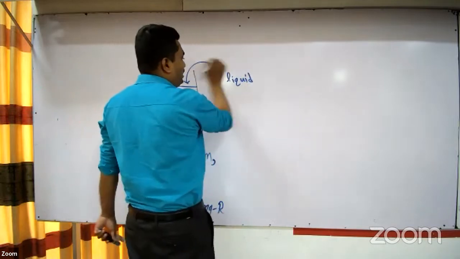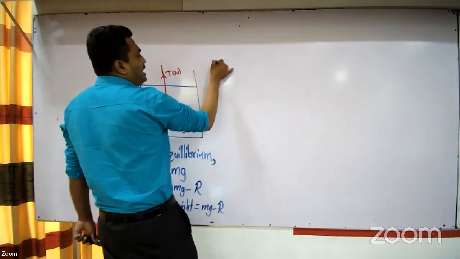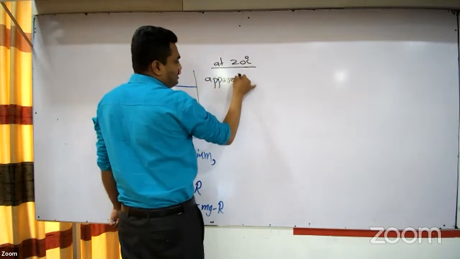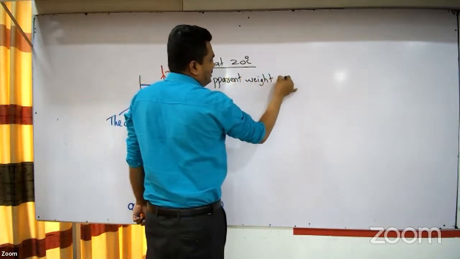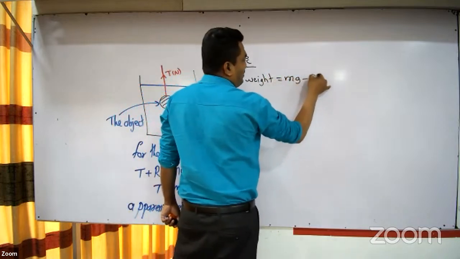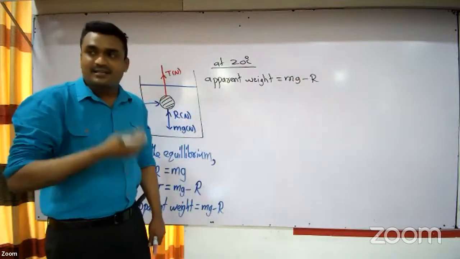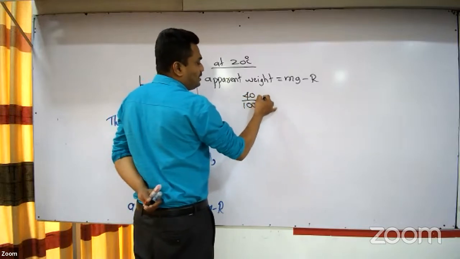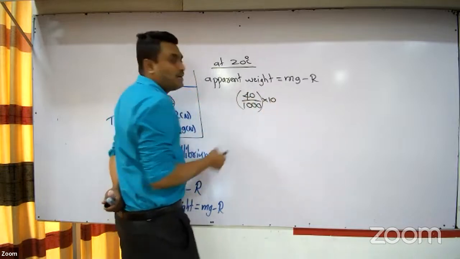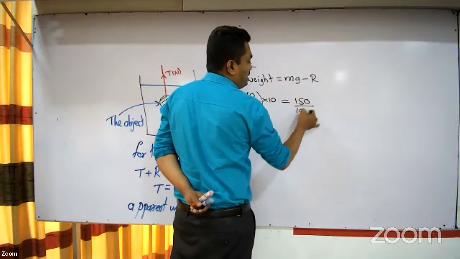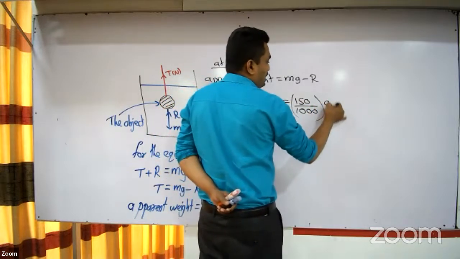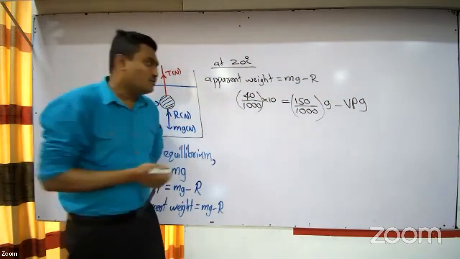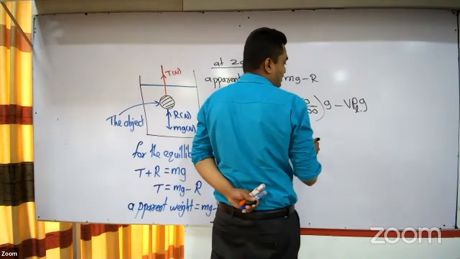So I think you have drawn this at 20 degrees Celsius. The apparent weight they have given is mg minus R. Apparent weight is given as 40 grams. It means weight created by 40 grams, which is 40 over 1000 kilogram into g. But the real weight m is 150 grams, divided by 1000 into g. Upthrust is V rho g. So rho is the density of the liquid, so I put L for that.